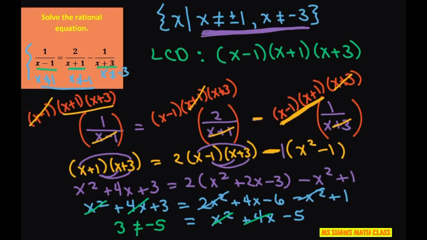And that's not true. So anytime you have something like this, that would be no solution. So for this problem, the answer is no solutions. Let's scoot it over a little bit. No solutions. And the easier way to write that is just to write the empty set like that.